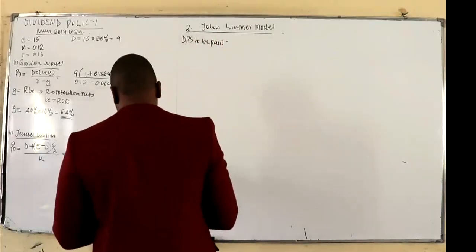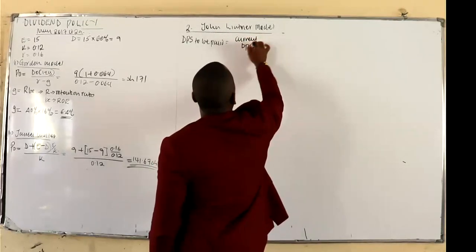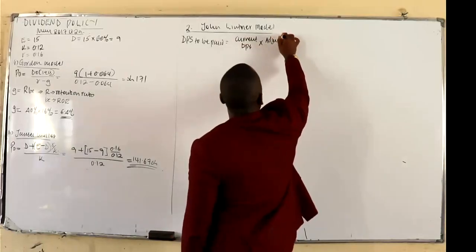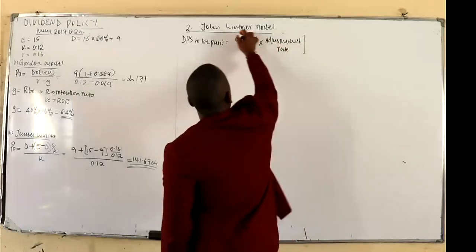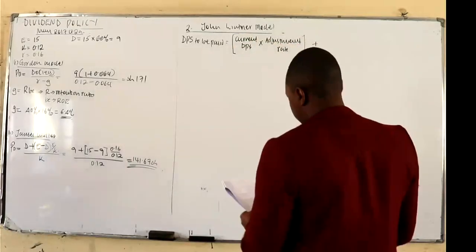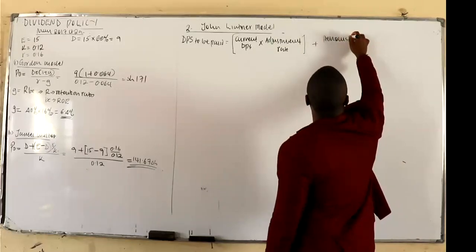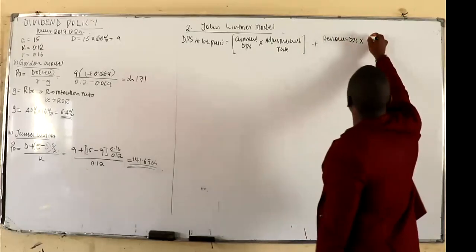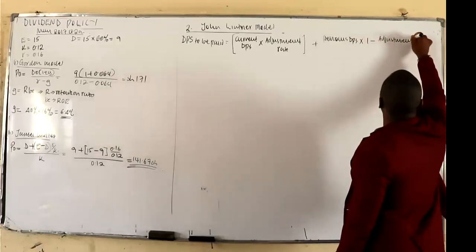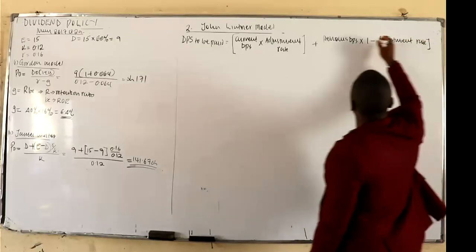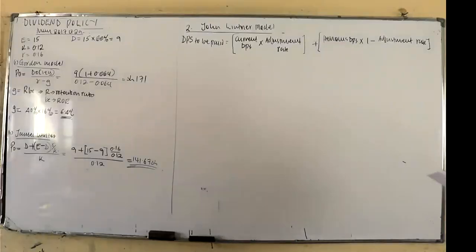According to John Lintner, to get the dividend per share to be paid, we take the current dividend per share times the adjustment rate, and then you add the previous dividend per share times 1 minus the adjustment rate. So it's a combination of the current and the past dividend, taking into consideration the adjustment rate.